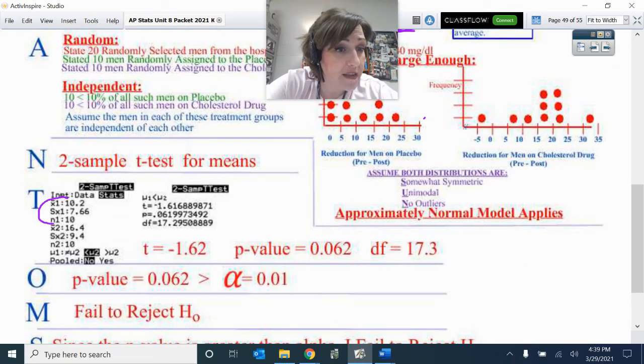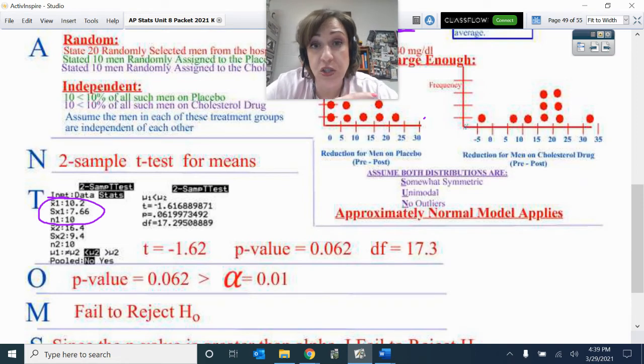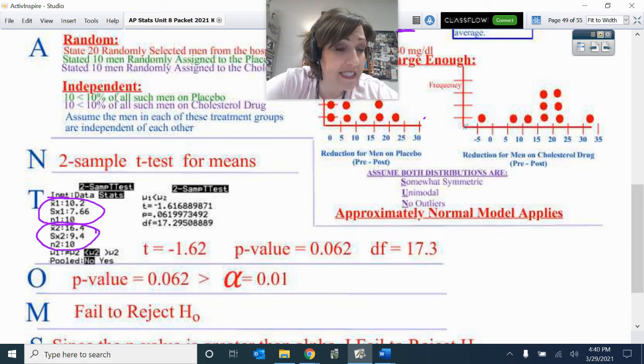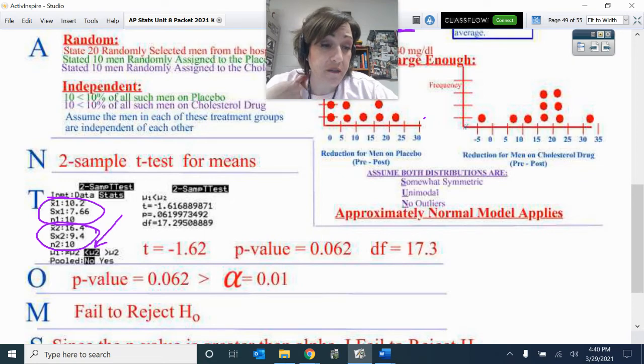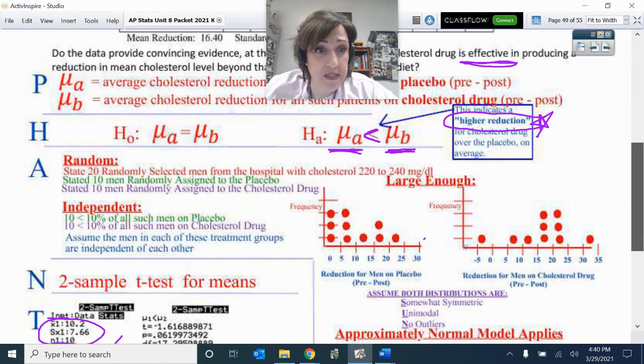If you put the placebo in first, which is natural to do, and you put the cholesterol drug in second, then you need to make sure that this is the highlighted alternative: mu1 is less than mu2. Okay, that's the catch there. All right, so let's look at how we did the conditions.